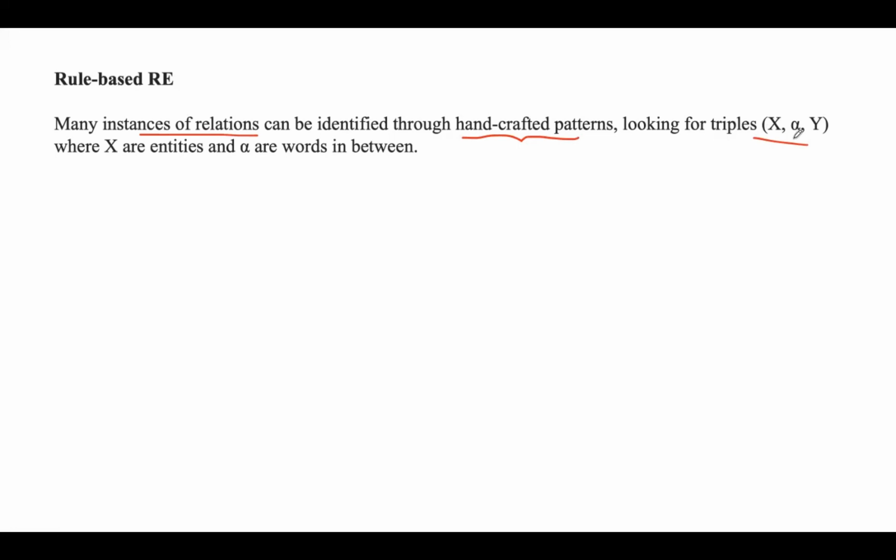If you take the previous one, the sentence is Paris is in France. So X is Paris, Y is France, and alpha represents the relation, that is "is in". Only looking at keyword matches will also retrieve many false positives. There are problems of false positives because the same word may have more than one meaning.